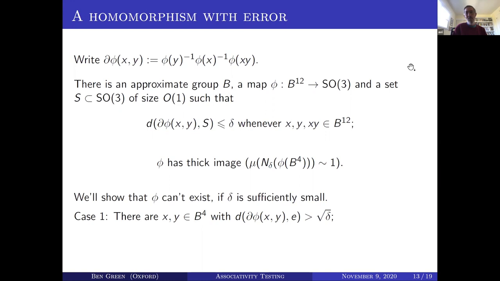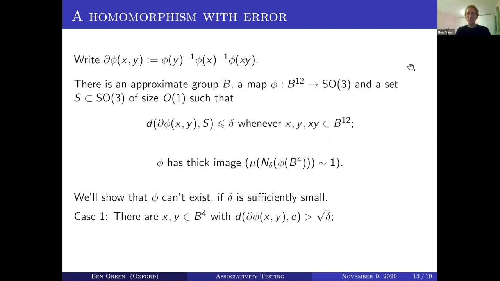Exactly. So this phi is a homomorphism up to two types of error, those that are small in the metric sense, and just some bounded set of ambiguities that's uniformly bounded, not depending on delta or anything. So just think of it as some set of size 100 or something like that. Okay, so I want to show that there can be no such map.